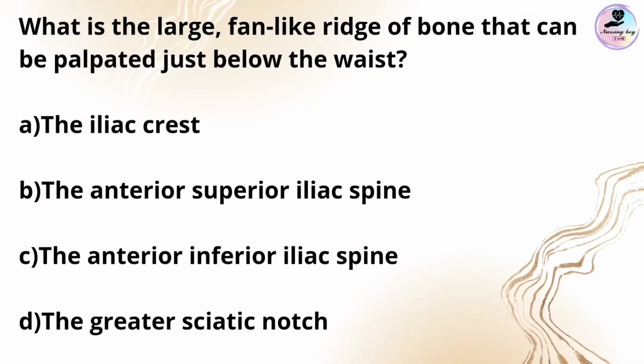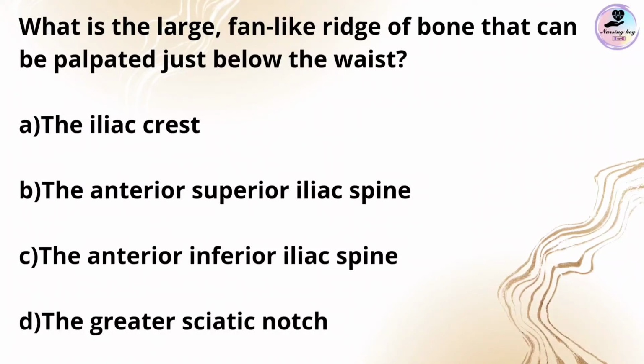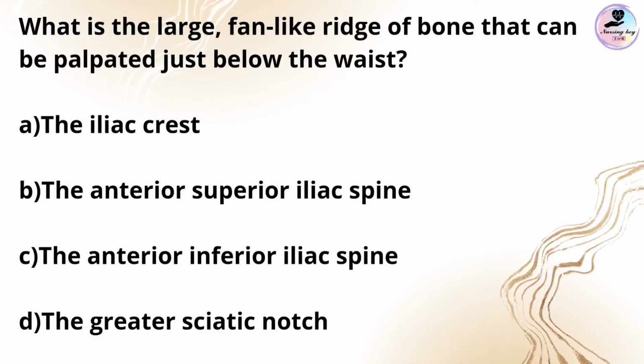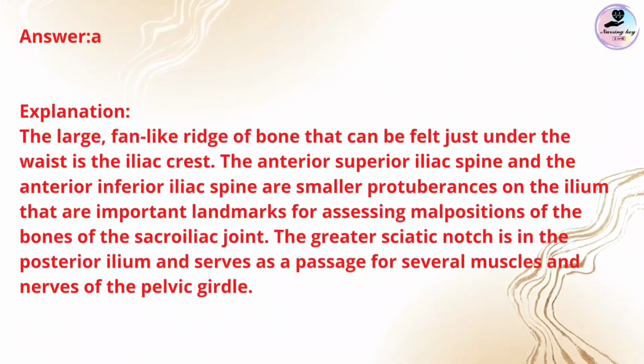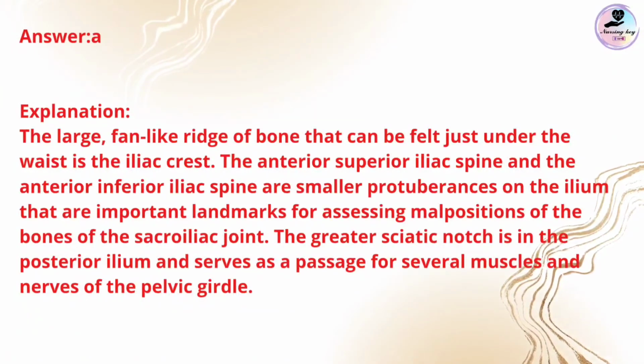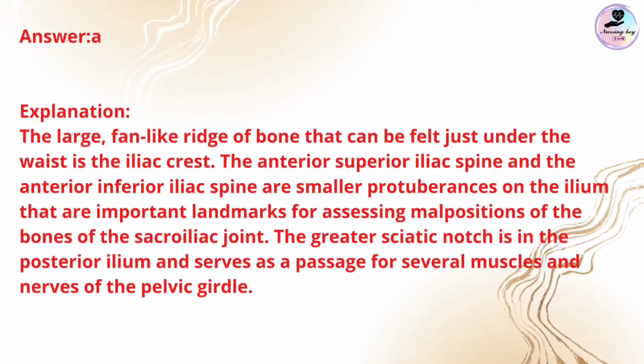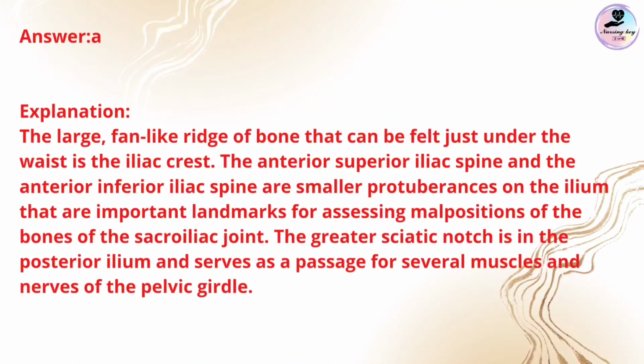Next question is, what is the large fan-like ridge of bone that can be palpated just below the waist? A. the iliac crest, B. the anterior superior iliac spine, C. the anterior inferior iliac spine, D. the greater sciatic notch. Correct option is A. iliac crest. The large fan-like ridge of bone that can be felt just under the waist is the iliac crest.